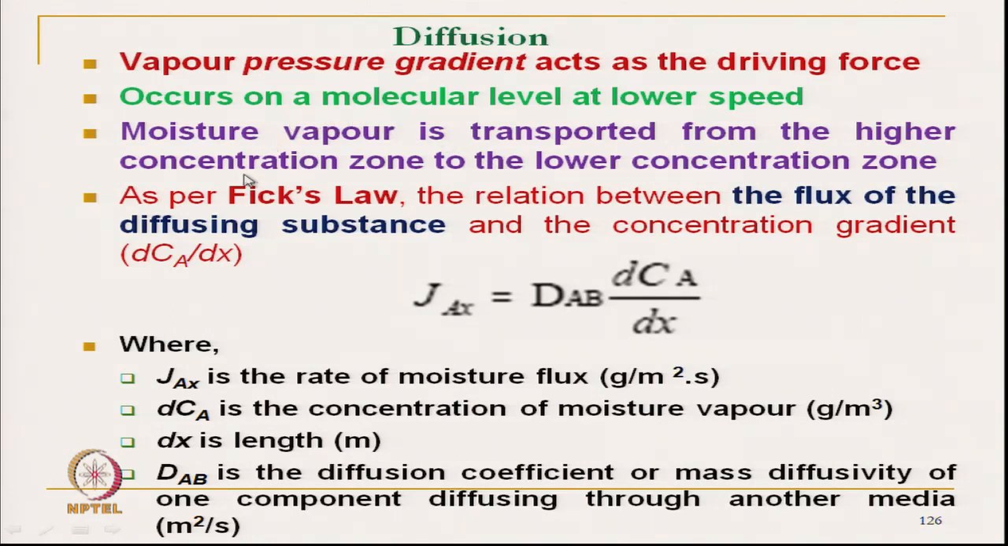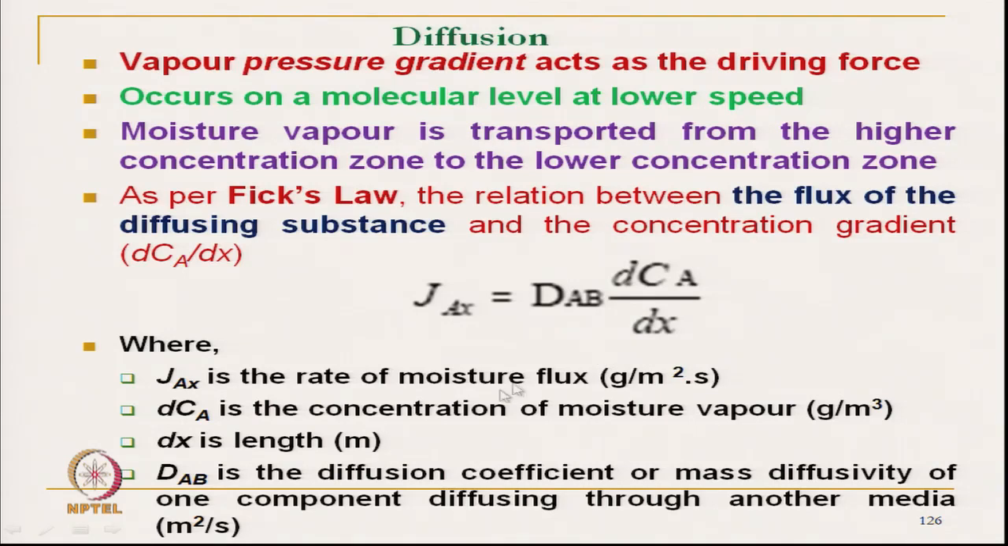As per Fick's law, the relationship is that the moisture flux is equal to D_AB, which is the diffusion coefficient, times the concentration of moisture vapor divided by the distance, that is the length. Depending on the concentration, at higher concentration the moisture flux will be more. The difference in the concentration of moisture, the concentration gradient, is the driving force.